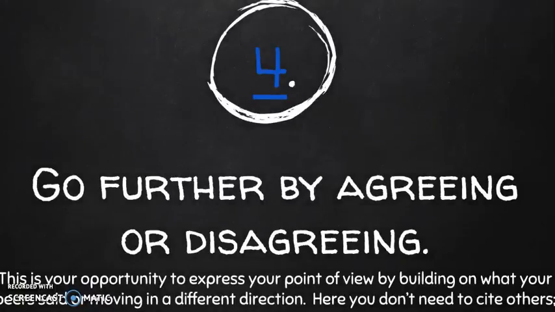Okay, my next step, or my next paragraph, is to go further by agreeing or disagreeing. And this is the opportunity to express my point of view by building on what peers have said or moving in a different direction. In this paragraph, you do not need to cite your classmates, but you do need to support your thinking with evidence from the text. So let's have a look.